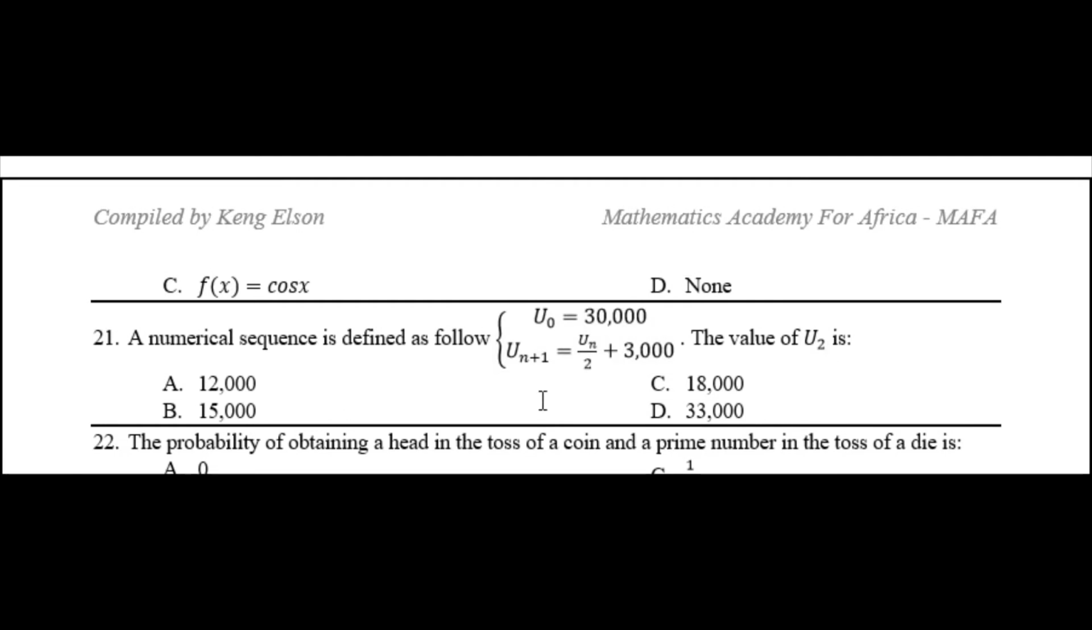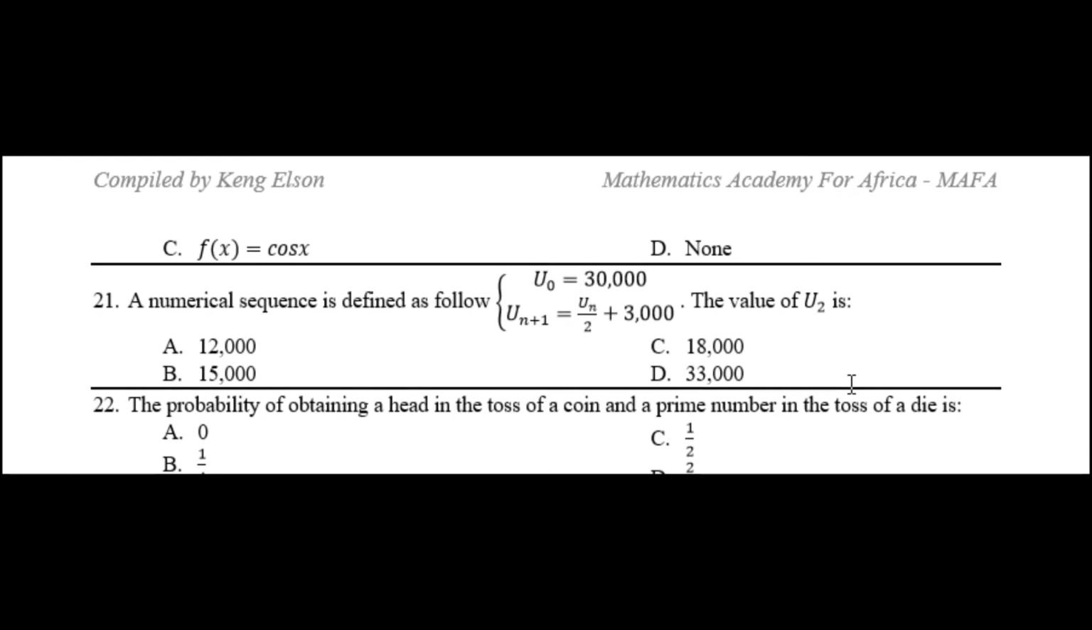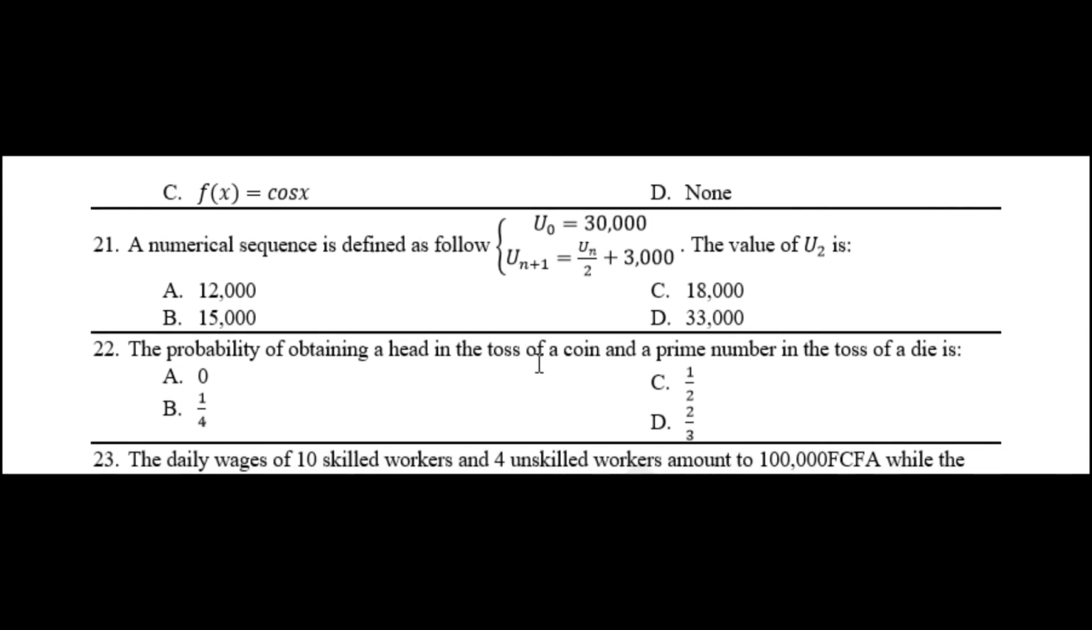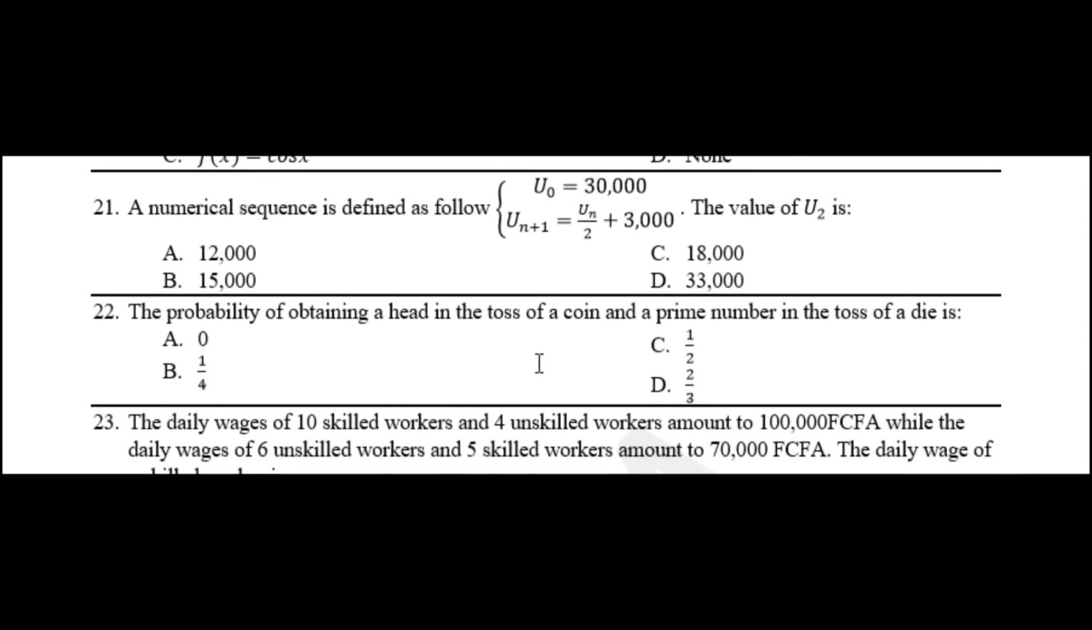Alright, a numerical sequence is defined by this, that's a recursive nature. The value of u2, you know how to get u2. u2 is when n is equal to 1. So u2 is equal to u1 on 2 plus 3000. I need to find u1. u1 is when n is equal to 0, u0 on 2 plus 3000. We do that, and then we substitute.